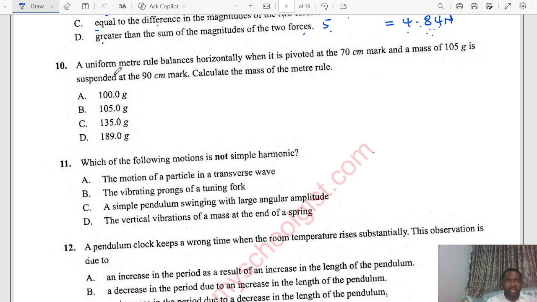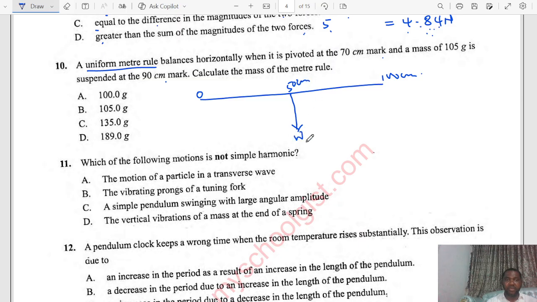It says, a uniform meter rule balances horizontally when it's pivoted at the 70 cm mark and a mass of 105 grams is suspended at the 90 cm mark. Calculate the mass of the meter rule. Now the word uniform meter rule means that the center of gravity is at the center. So let's say it's a uniform meter rule, meaning that the reading is from 0 to 100 centimeter, and the weight must act exactly at the center, which is at the 50 cm mark.